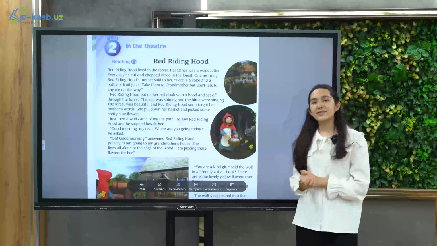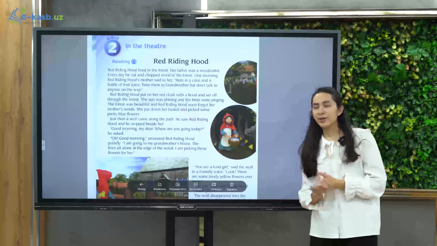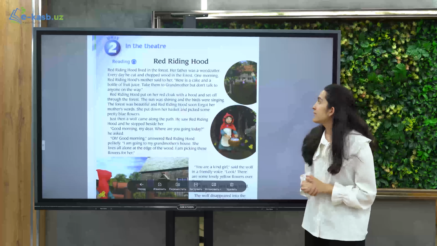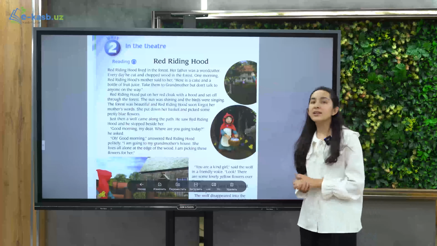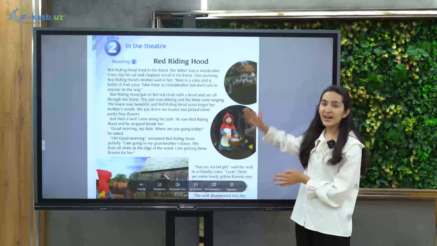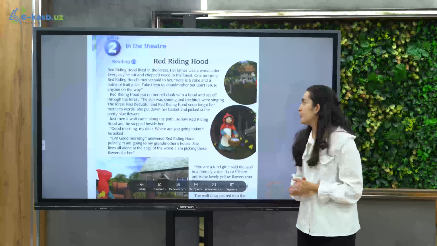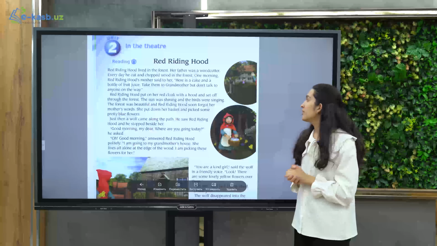So let's get started. Red Riding Hood lived in the forest. Her father was a woodcutter. Woodcutter, it means the person who cuts the wood, or daraxtni kesuvchi odam. So Red Riding Hood's father every day cut and chopped the wood in the forest.